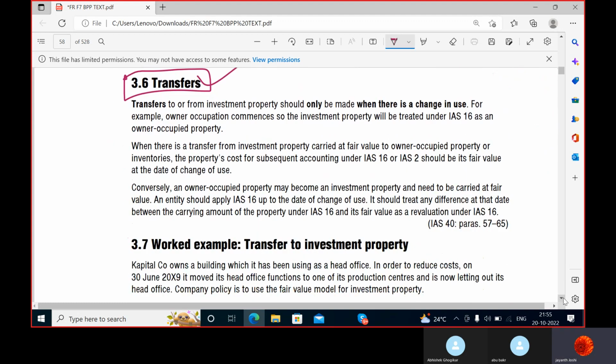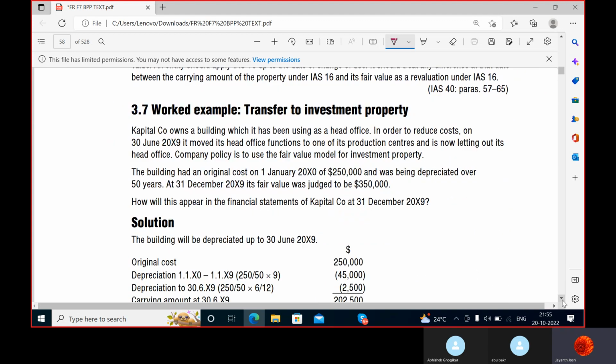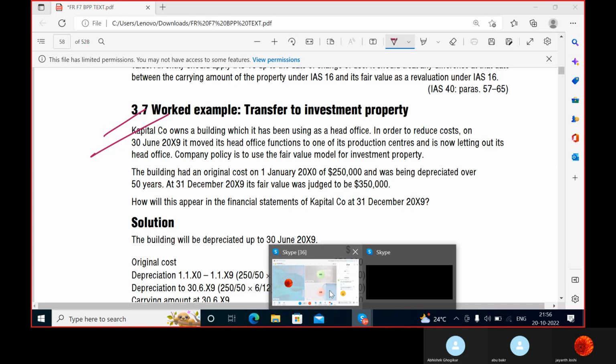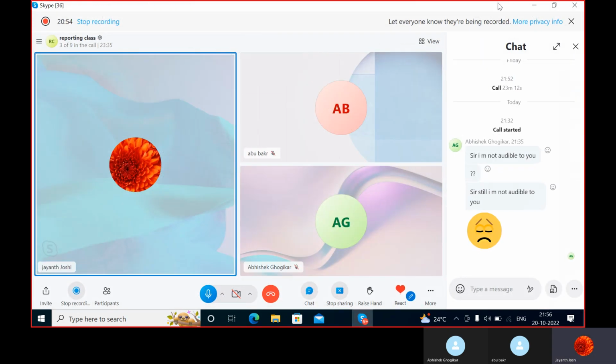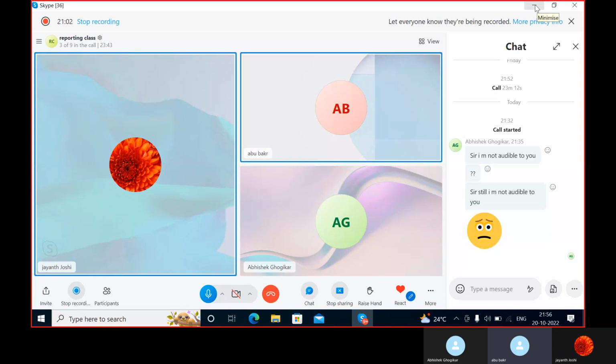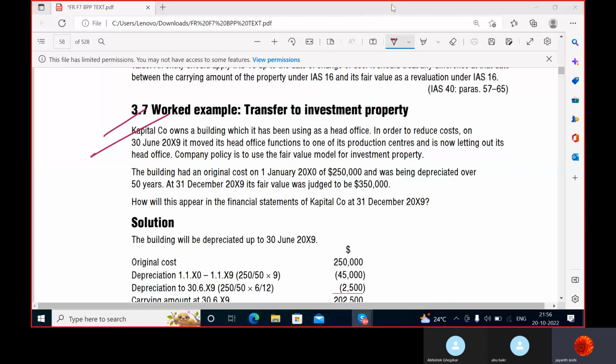Now we will just do an example and understand. Please read this. Abu, are you hearing? Hello. Abu, are you following? Abhishek, are you following? Yes, sir. Very good. Thank you. Please read this.